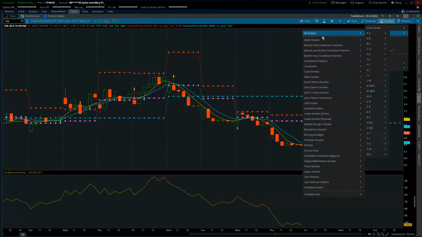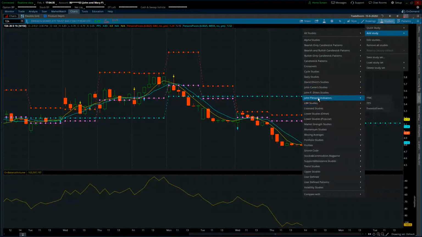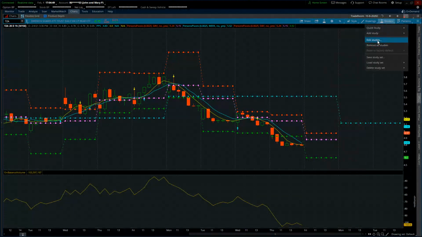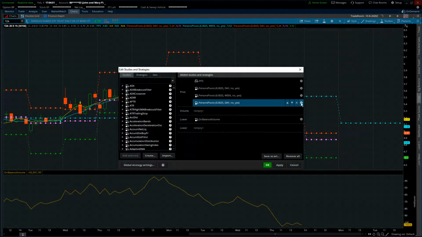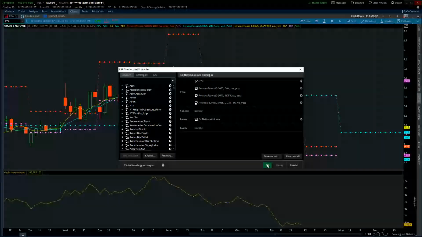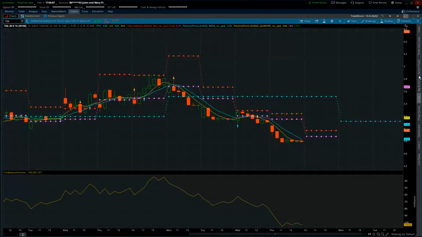So how do you get the information? Go to studies, go to add a study, find my name. The first thing you're going to have is PMC, PPS, Person's Pivots, and that's how you get the daily first. If you don't want the daily and you want, let's say, quarterly pivots, go up to edit the studies, then go to the pivot that you just added, hit the cog wheel of change, not the wheel of life, and then go all the way down to the quarter and hit OK, hit apply, hit OK.